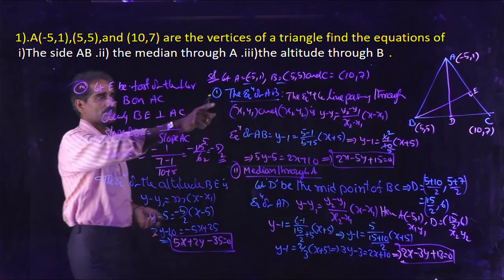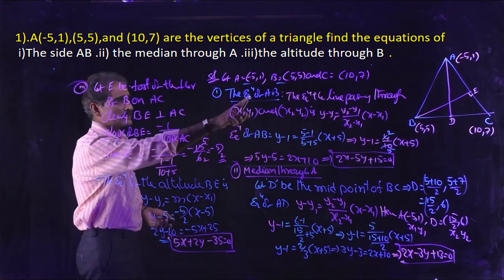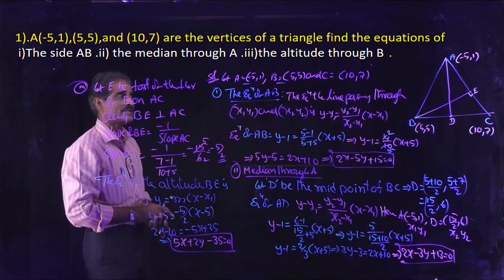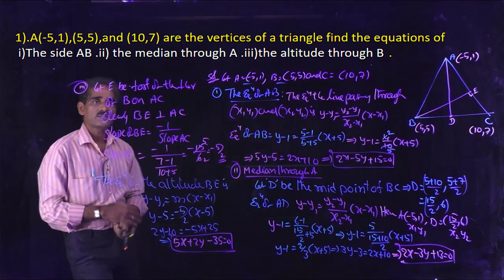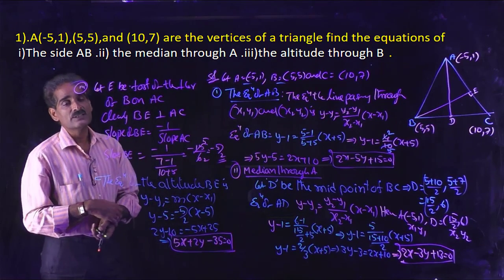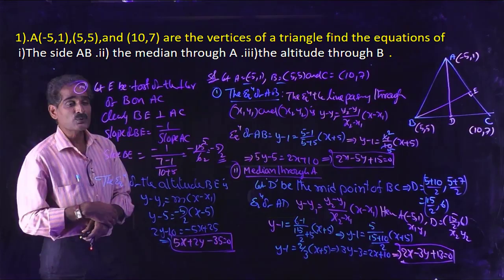The first one asked for the equation of the side AB, and the second one the equation of the median through A. In the third one we found the equation of the altitude through B.